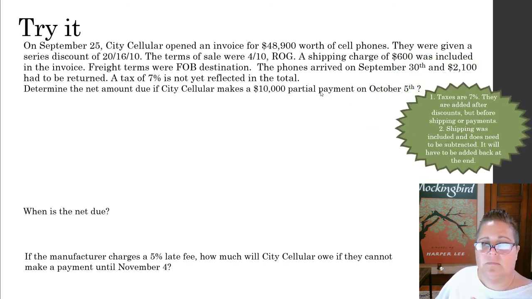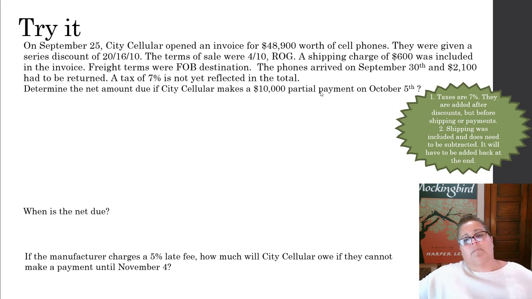Okay, so some things to consider. The taxes we know are 7%. They're added after the discounts are taken, before any shipping is added or payments are taken off. Shipping was included and will need to be subtracted, and that means I got to add it back on at the end. Okay. All right, here we go.